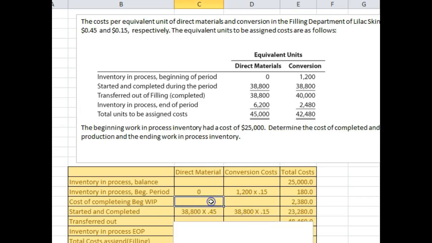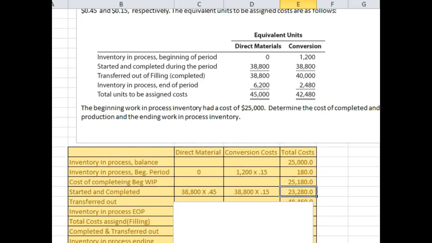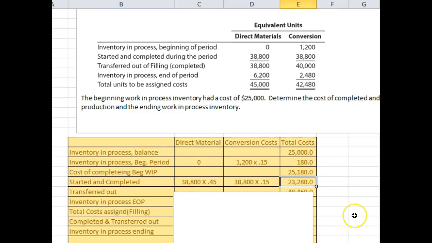If we look at the cost of completing the beginning inventory, we had none, okay? This is our total cost. So we add, that is wrong. Should be 25,180. There. So we started and completed 38,800 times 45, 38,800 times 15. So that was 23,280.